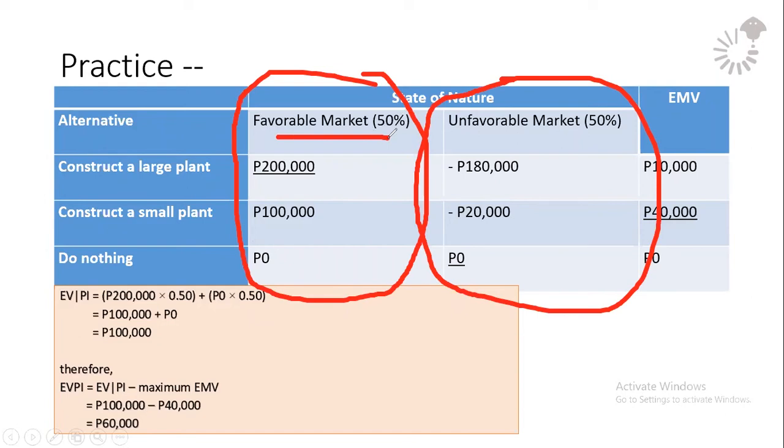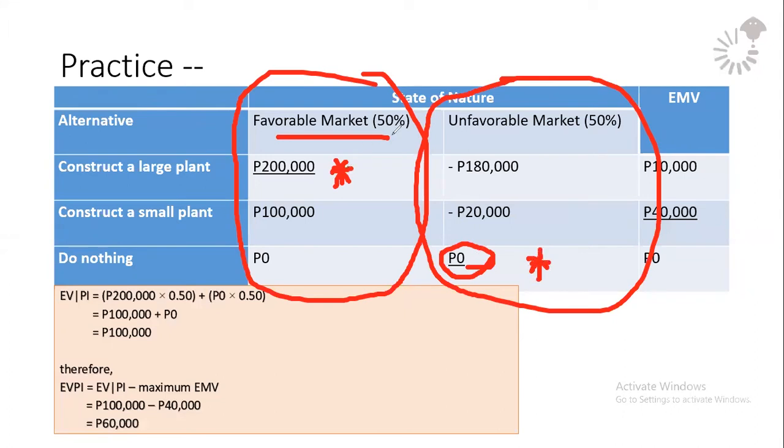Best outcome, you are looking at the most positive value. For favorable market, what is your best outcome? What is the most positive value? 200,000. This is your best outcome. For this state of nature, unfavorable market, what is your best outcome? What is the most positive outcome? Most positive, 0, ma'am. Ayun, 0. Okay? Sila yung closest to positive. So this is your best outcome.